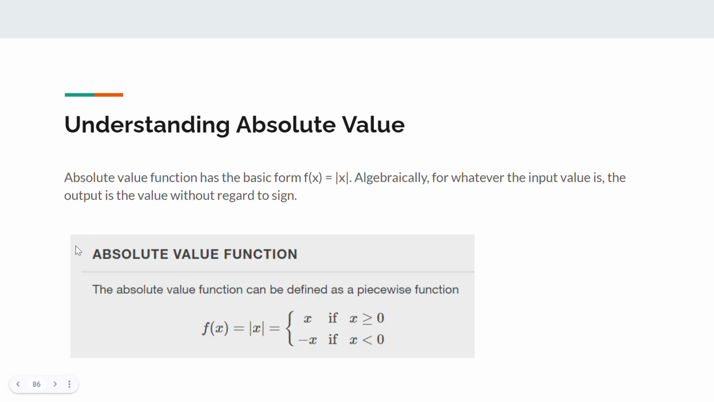So the absolute value function has the basic form f of x is equal to the two vertical lines with an x. The two vertical lines, we call that the absolute value sign. Algebraically, for whatever the input value is, the output is a value without regard to the sign. As you can see here, whatever input you put, either positive x or negative x, you're going to get the same output, which is f of x. So that means the absolute value function can also be defined as a piecewise function.